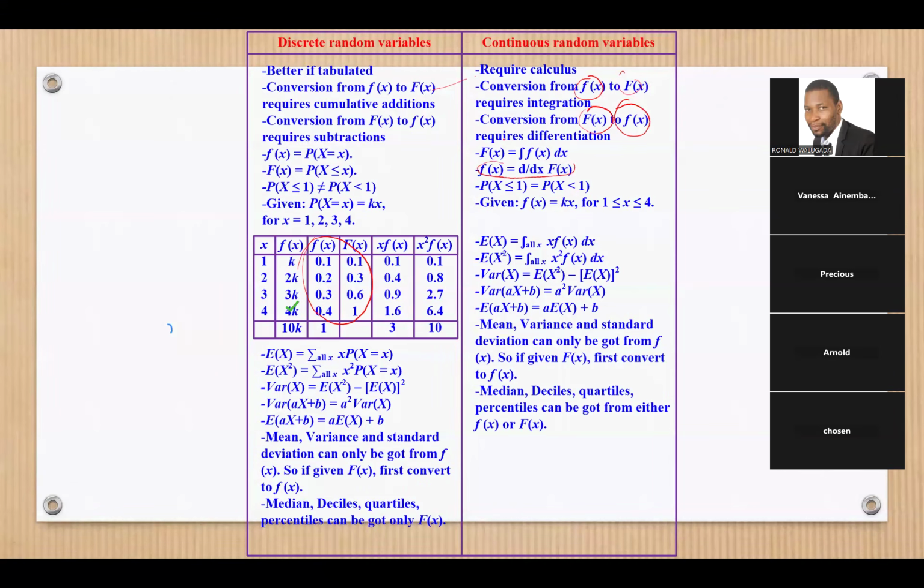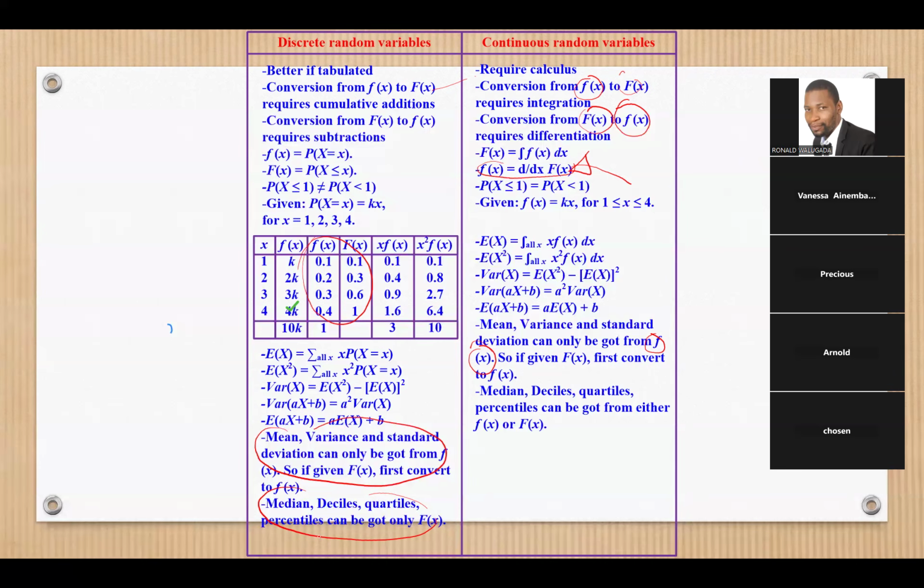Okay. And here, like we did in discrete, if you ask for mean, variance, and standard deviation, it must be got from small fx. So if a question has capital Fx and asks for mean, variance, or standard deviation, remember to convert to small fx using this expression, that for me to change from capital Fx to small fx, I have to differentiate. Okay. However, unlike for discrete, because for discrete we saw that median, deciles, quartiles, percentiles can only be got from capital Fx.